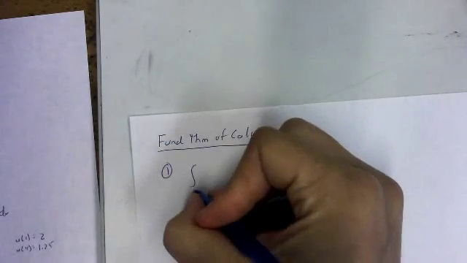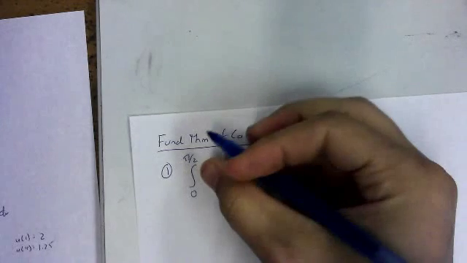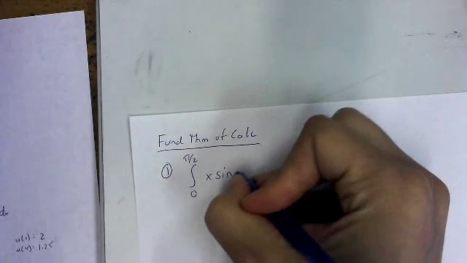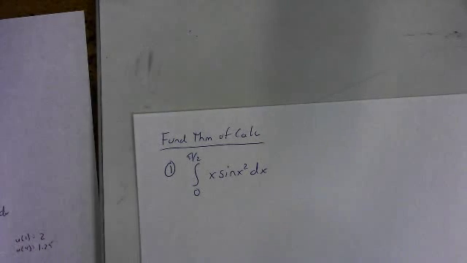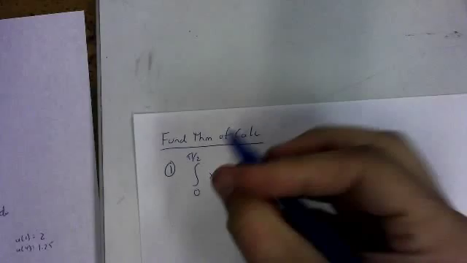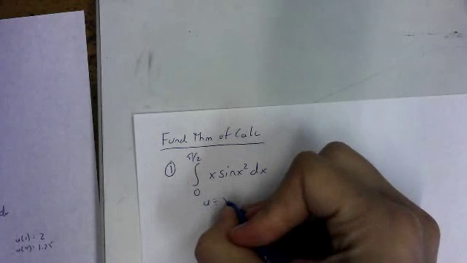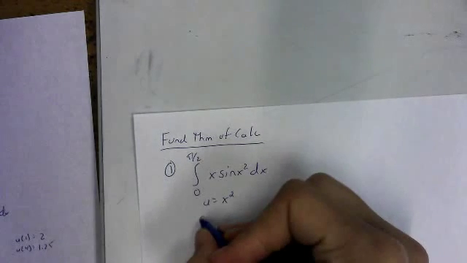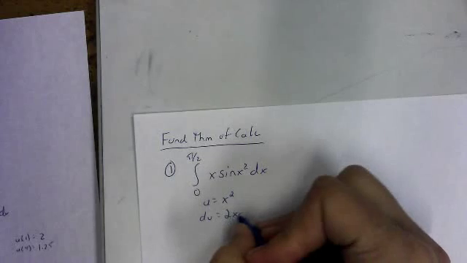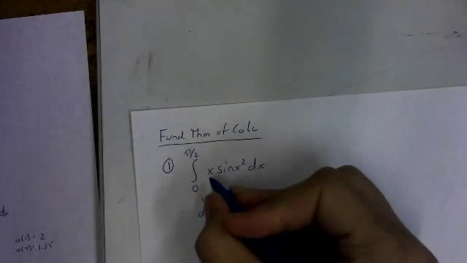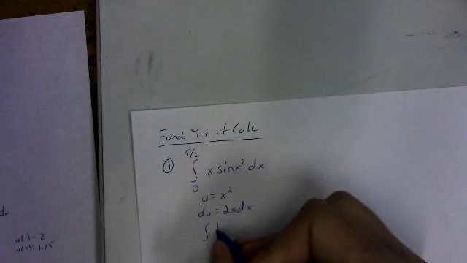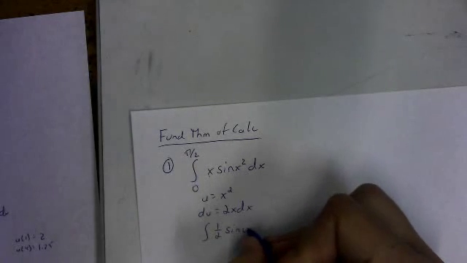Let's take the integral from 0 to pi over 2 of x sine x squared. And what you should realize is the only way to take the integral of this is using good old u substitution. So let's have some fun with this. Let's let u be the inside function, and the derivative is 2x dx. Therefore, if we sub it back in, the x's go away, and we're left with 1/2 sine u du.